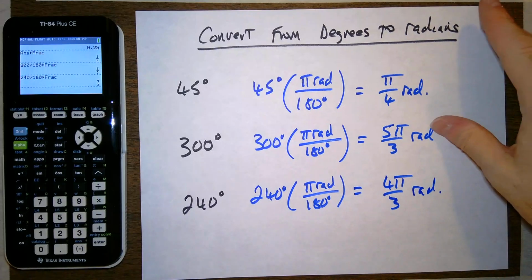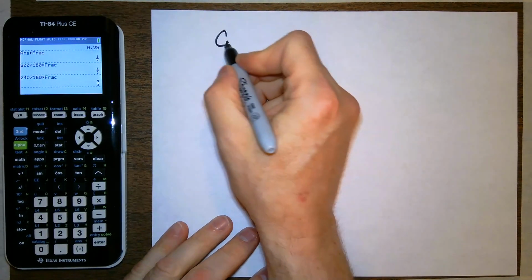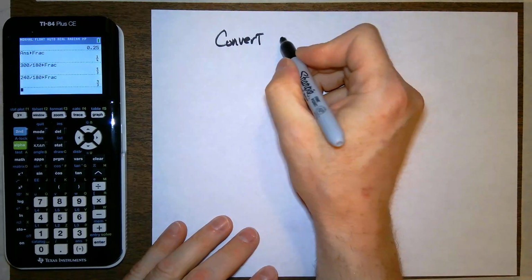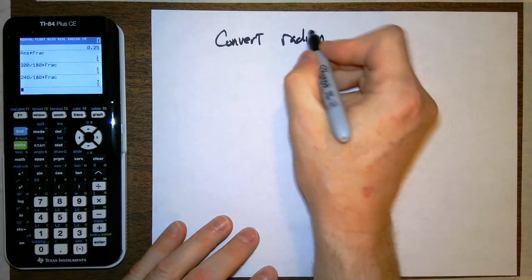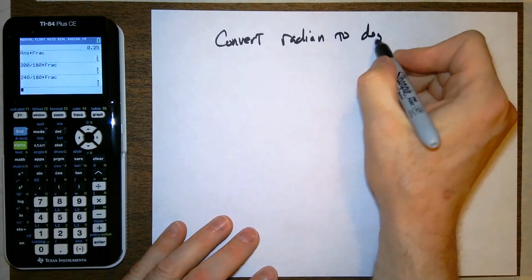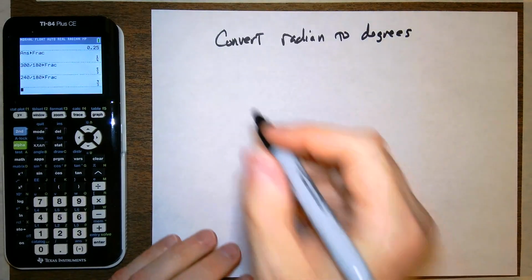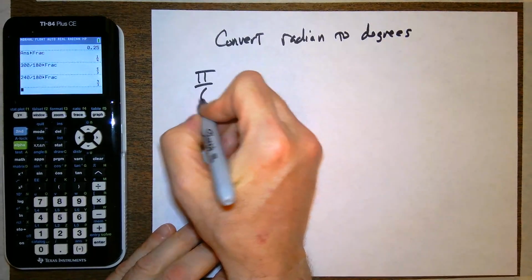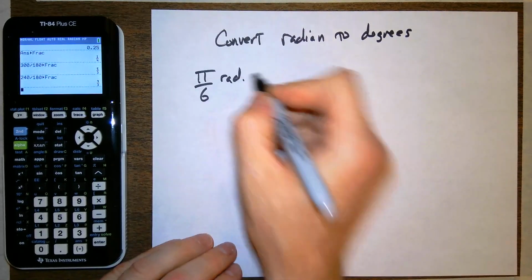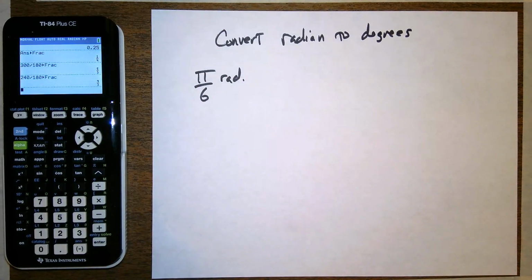All right, now let's convert the other way. Let's convert from radians to degrees. Convert a radian measure to degrees. All right, so let's take a look at pi over 6 radians. How do I convert this to degrees?